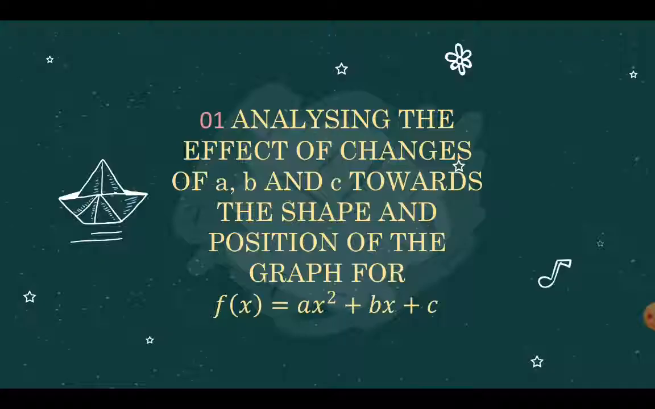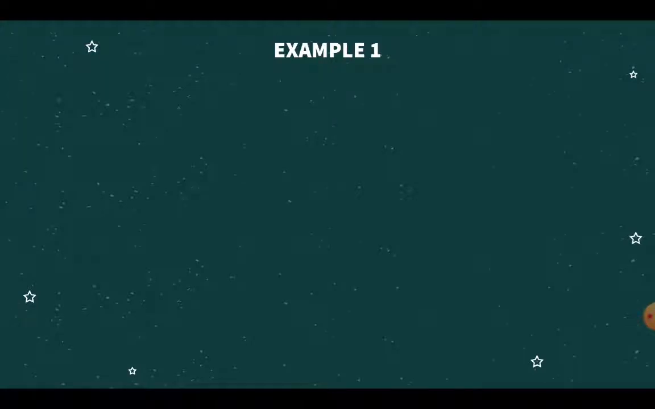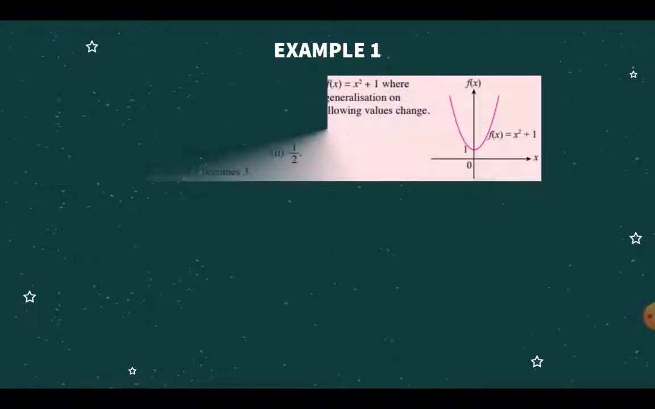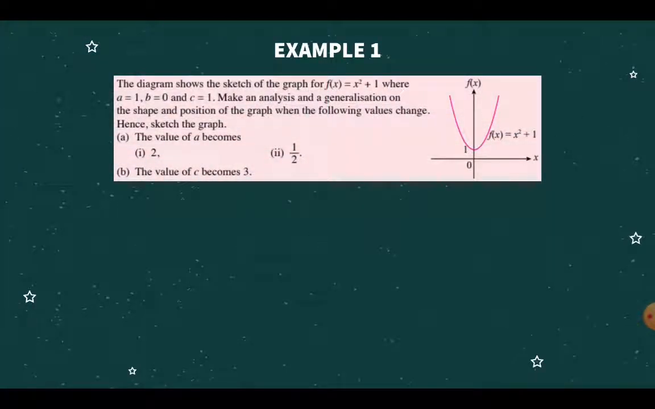Okay, that's it. Let's analyze. Example 1. The diagram shows the sketch of the graph for f(x) equals x squared plus 1, where a equals 1, b equals 0, and c equals 1. Make an analysis and a generalization on the shape and position of the graph when the following values change. Hence, sketch the graph when the value of a becomes 2.